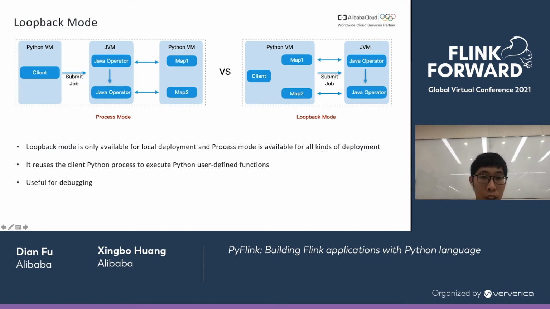As we all know, there will be two Python environments in a PyFlink job. One Python environment is located on the client side, which is used to compile the PyFlink job. The other Python environment is executed on the remote side. This Python environment is used to execute user-defined Python functions.